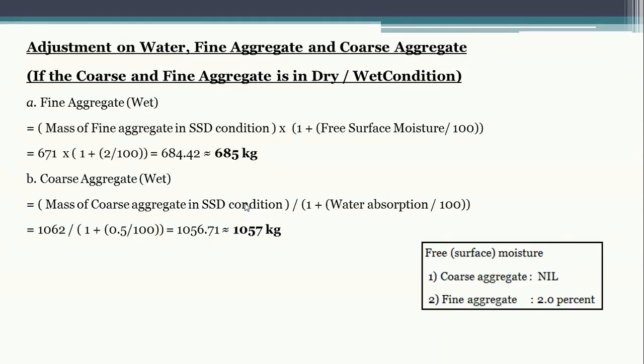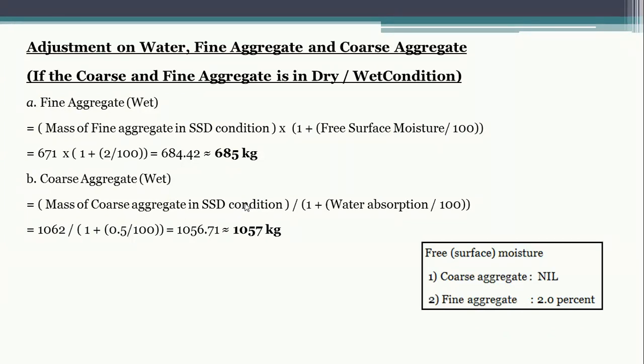So the formula is mass of fine aggregate in SSD condition into 1 plus free surface moisture by 100. Okay, free surface moisture by 100. This formula is for the wet condition. The mass of fine aggregate in SSD condition is 671 into 1 plus the free surface moisture for fine aggregate, 2%. So 2 by 100, you will get 684.42, approximated to 685 kg.